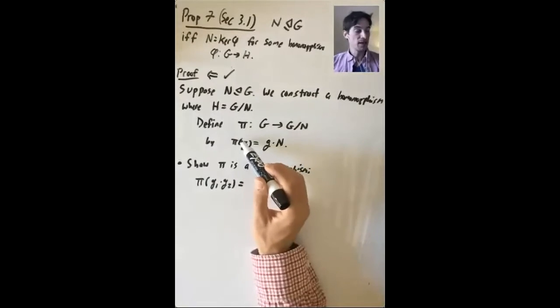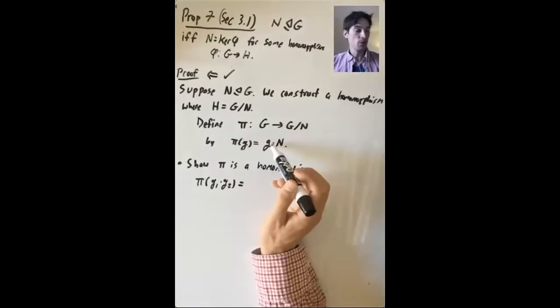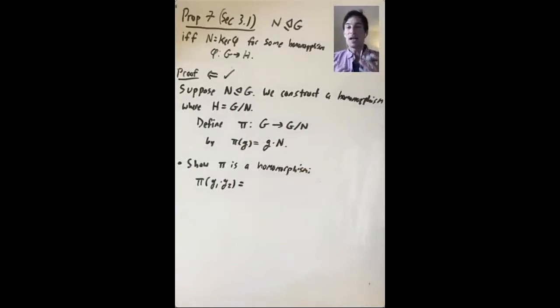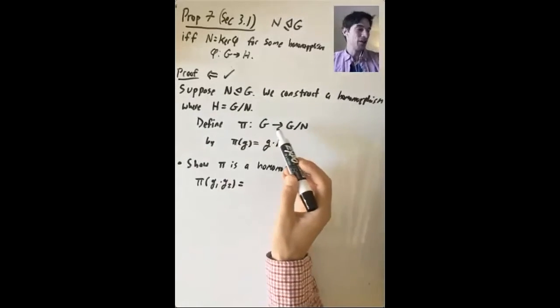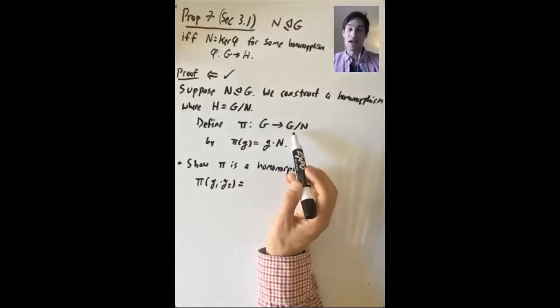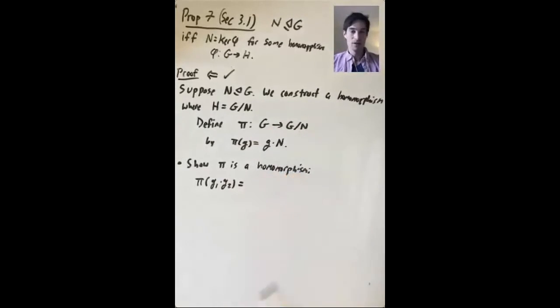And we're going to take pi of little g to be the left coset of N containing g. So this is the big idea in this proof. But this is a very natural kind of homomorphism function to try to write down. We're just sending the element little g to the left coset of N containing that element.